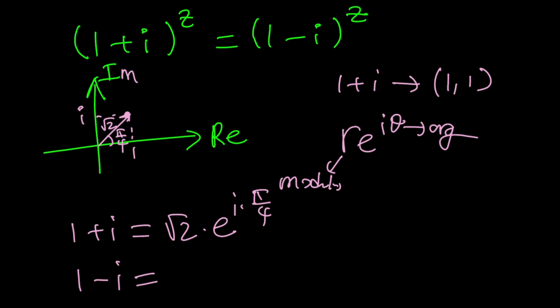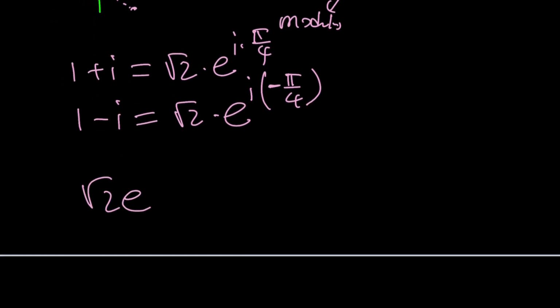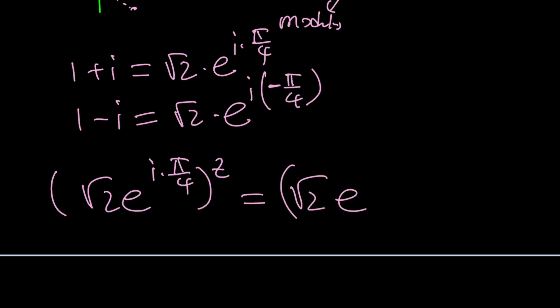Similarly, 1 minus i can be written like this. But this time, you have to use negative pi over 4 because it's going to be in the fourth quadrant. Make sense? It's going to be right here. Cool. Same idea, but it's just a negative angle. This is better. Obviously, you could also use 7 pi over 4, but we want to use the negative sign. Okay? Cool. Let's raise both sides to the power z so we can see what is going on. Notice that these numbers are not equal, but their zth powers are equal, whatever that means.